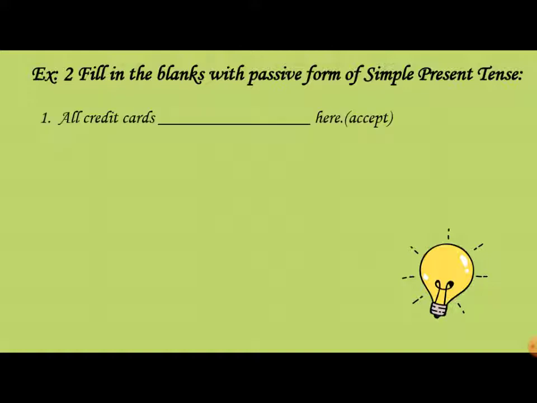The first sentence, all credit cards dash here. The verb is accept and the sentence is in the present tense. So which helping verb will you use? All credit cards, our cards are in plural form. So you will use are. And what is the past participle form of the verb accept? Accepted. So the sentence will be, all credit cards are accepted here.